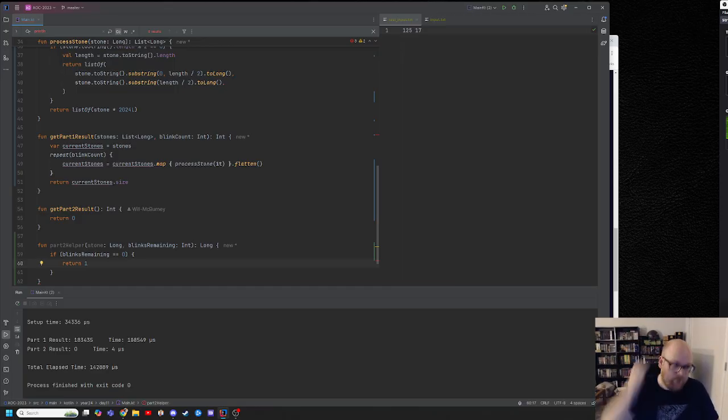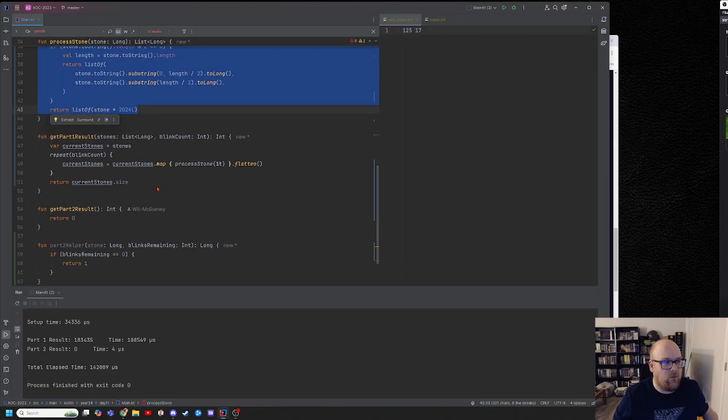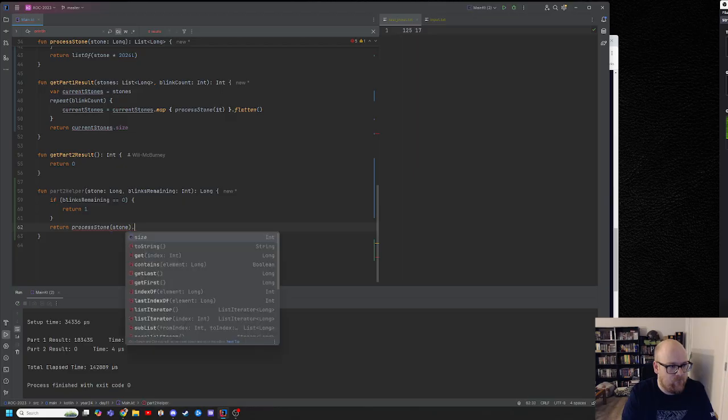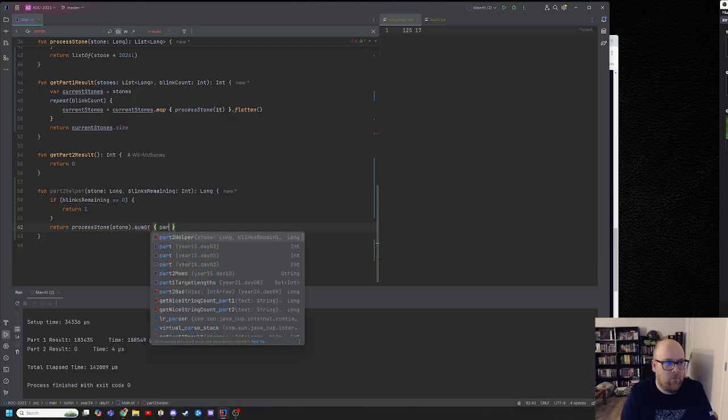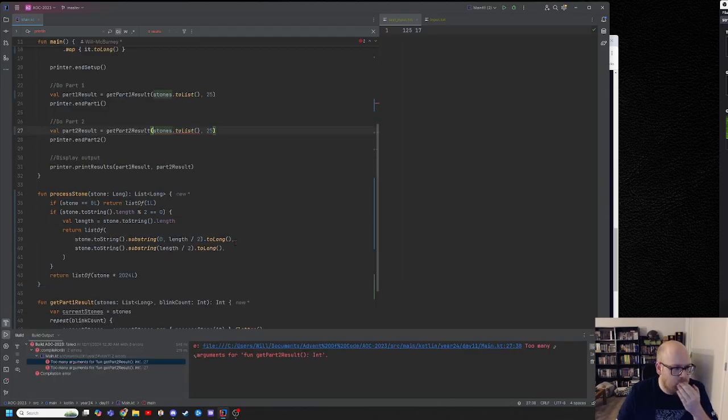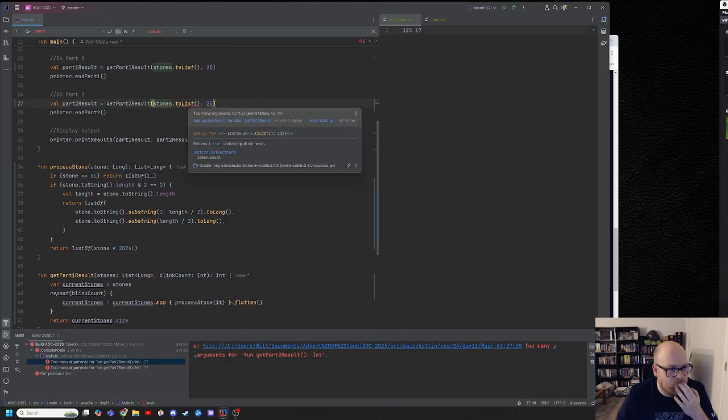From there, this is where we apply the rules, right? We get process stone, so next val is going to be process stone. Otherwise, we return the process stone dot sum of part 2 helper it, blinks remaining minus 1. And let's see if we get the same result this way. I don't know if this is a good idea for the net. We're going to find out.